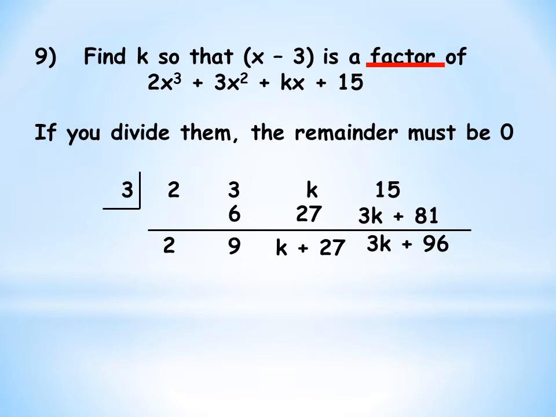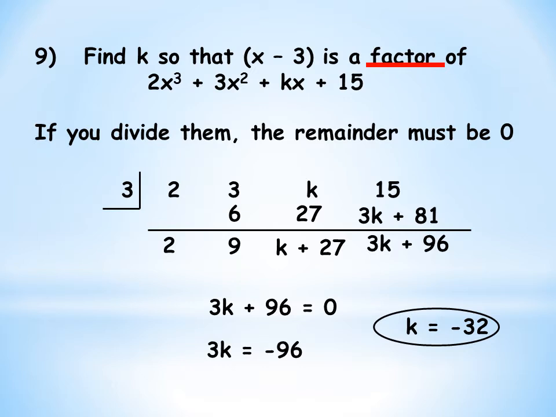But now this is my remainder. 3k plus 96 is my remainder. But because it's a factor, I need that remainder to actually be 0. So I can say, well, I know that 3k plus 96 has to be 0 because you're asking me to find a factor. And now I can just solve this equation for k. So when k is negative 32, x minus 3 would be a factor.